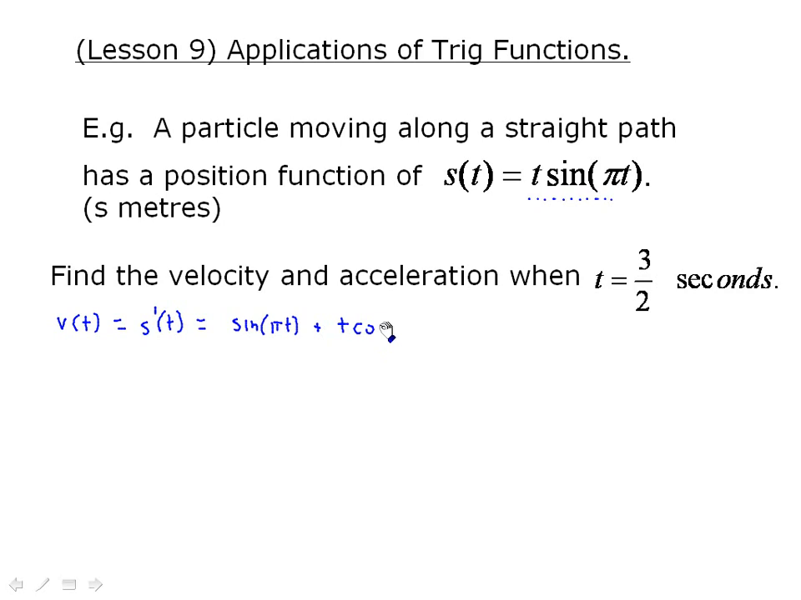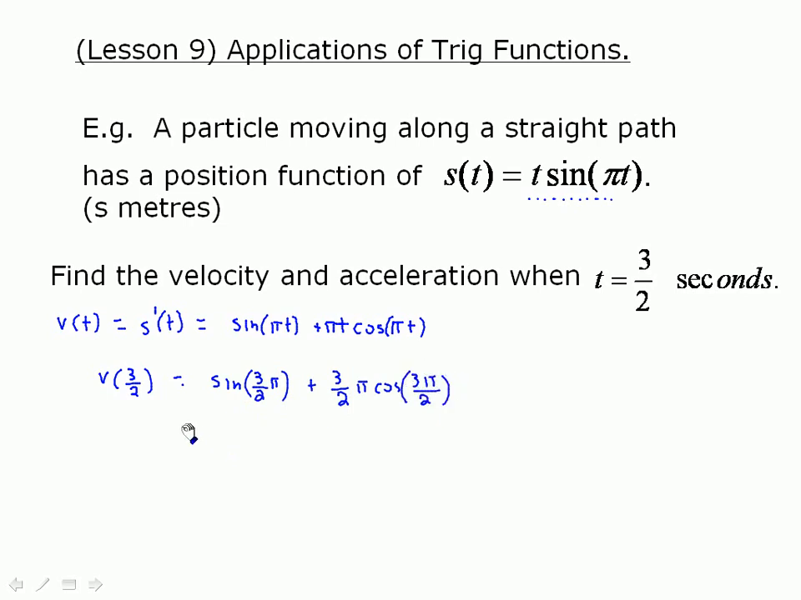is cosine pi t, but we need to multiply that by the derivative of the inner, which is pi. So it turns out to be pi t cosine pi t. Now all we have to do is evaluate this at t is equal to 3 over 2. So we will get the sine of 3 over 2 pi, so 3 pi over 2. That's a familiar angle, plus 3 over 2 pi multiplied by the cos of 3 pi over 2.